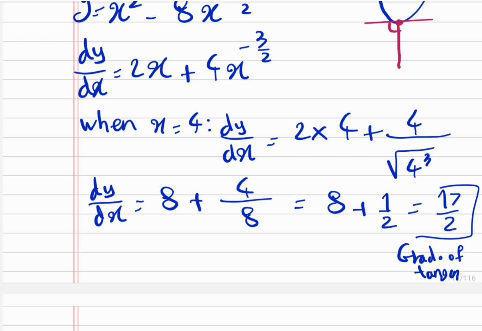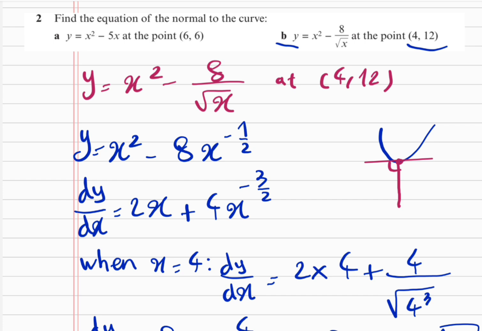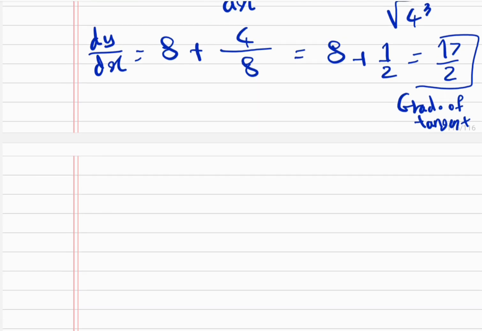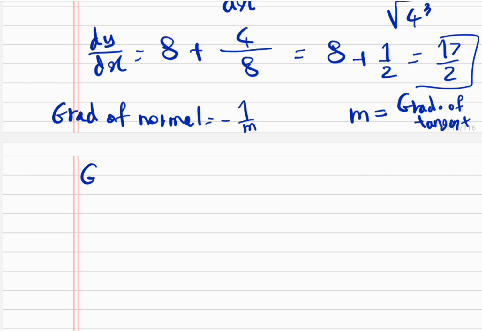But remember that we want to find the gradient of the normal because we want to find the equation of the normal. So this is a fact that we should always remember: if m is the gradient of the tangent, then the gradient of the normal is the negative reciprocal of the gradient of the tangent. So the gradient of the normal will be minus 1 over m. So whenever you find the gradient of the tangent, the gradient of the normal is the negative reciprocal of that. So in this case, the negative reciprocal of 17 over 2 is minus 2 over 17. So we say the gradient of the normal is minus 2 over 17.